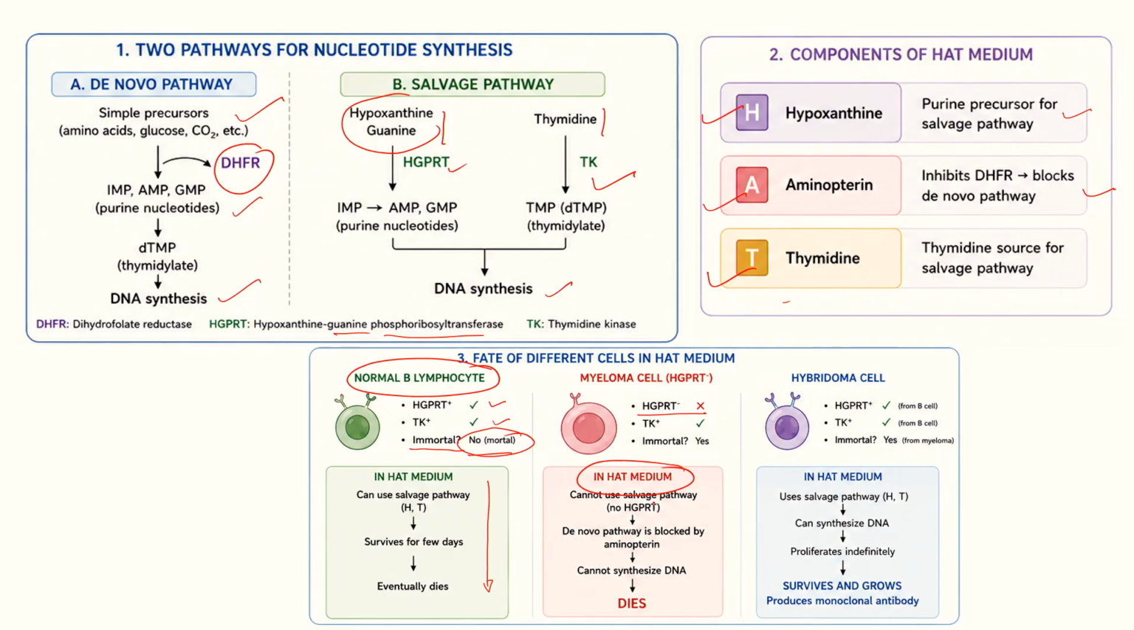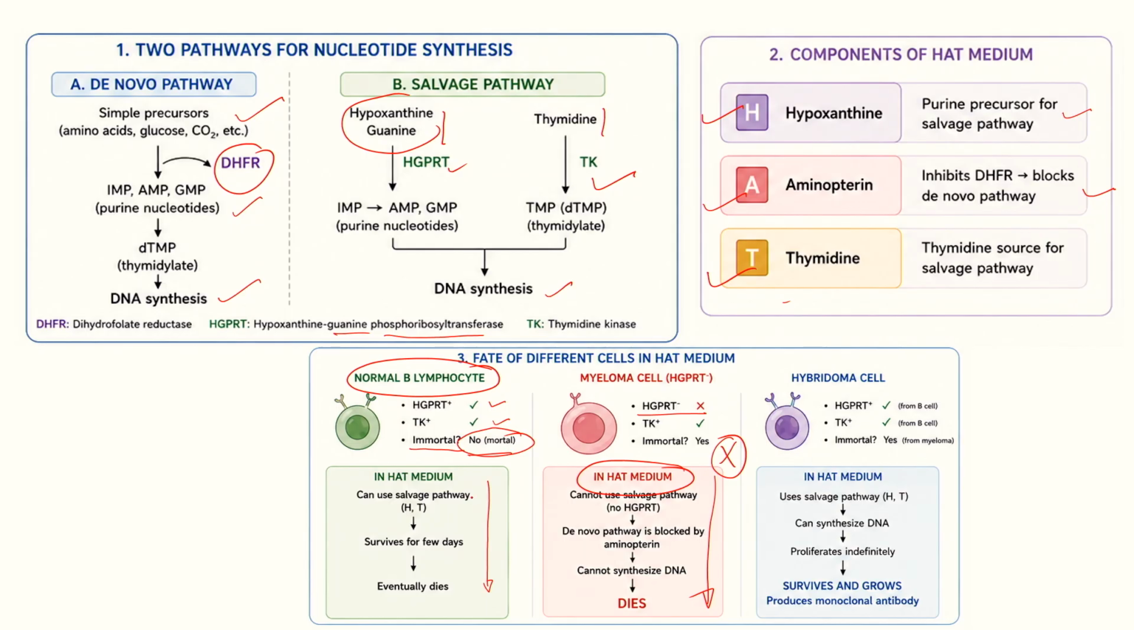So the only pathway which a myeloma cell will require is the de novo pathway. Since we are using aminopterin, which can inhibit the de novo pathway, we won't see anything happen in the myeloma cell when growing it in the HAT media. That means in the HAT media, the myeloma cell will die.